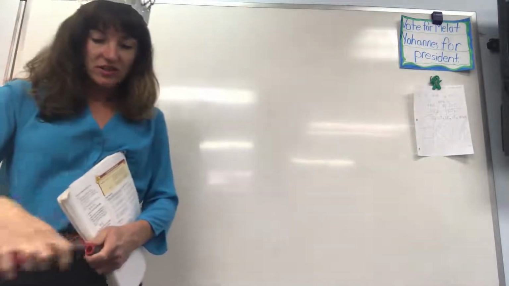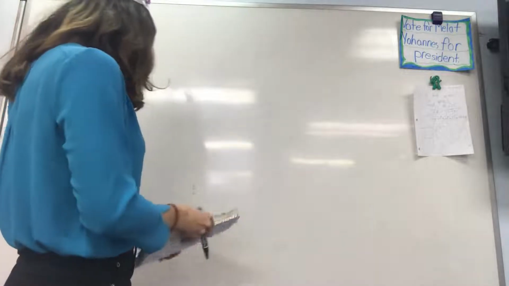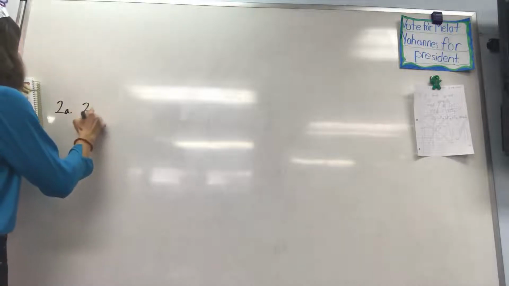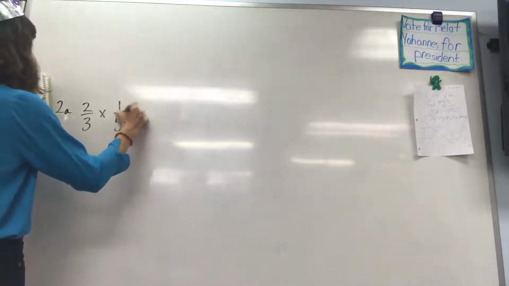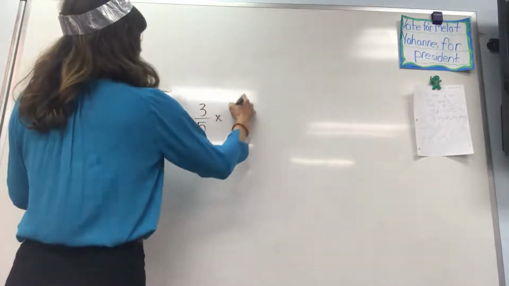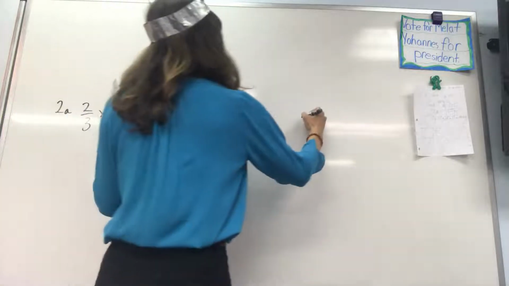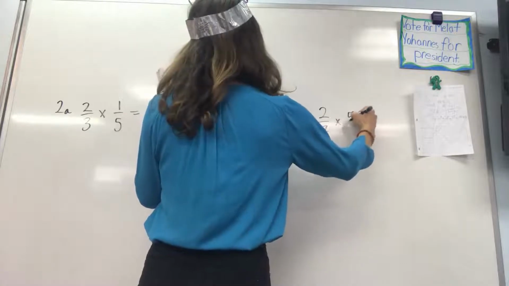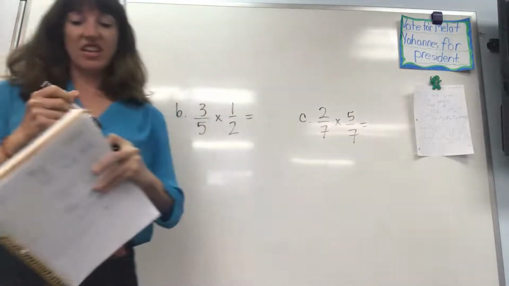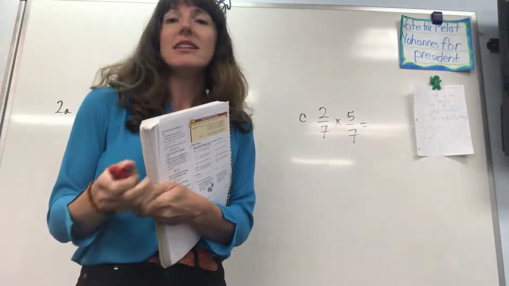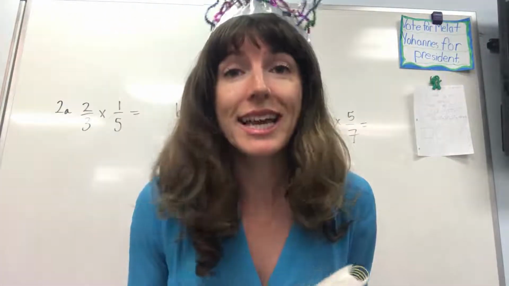All right, so we're not going to cross multiply, that's later. We're going to multiply fractions right now. We have 4 of them to do. I'm going to write them out, okay? 2 thirds times 1 fifth. 3 fifths times 1 half. I'll do the first 3 and then you have to do the last one. 2 sevenths times 5 sevenths, okay? You're gonna have to do the last one on your own, but I believe in you. Oh, I believe in you. And this wacky hat too.